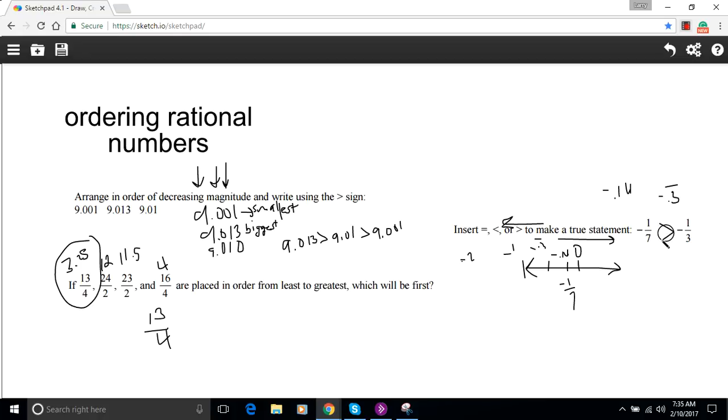So the pattern you should be thinking about here is that a smaller negative number is greater than a bigger negative number. Hope that's not too confusing. That's a little bit of work with ordering rational numbers.